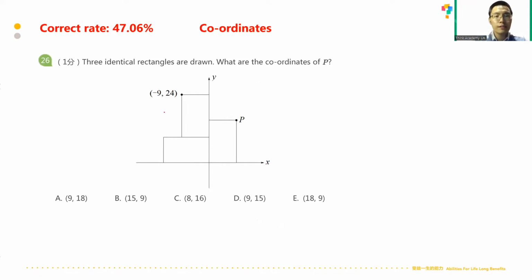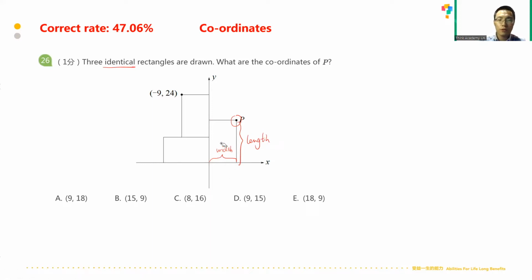To question number 26, coordinate problems. So 3 identical rectangles are drawn. What are the coordinates of P? So looking at point P, we want to find its coordinates. We find point P is a corner of the rectangle on the right of the y-axis. So basically, we rephrase the question. Instead of looking for the coordinates of P, we're just looking for the width of the rectangle and the length of the rectangle. So how do we find the width and the length of the rectangle?